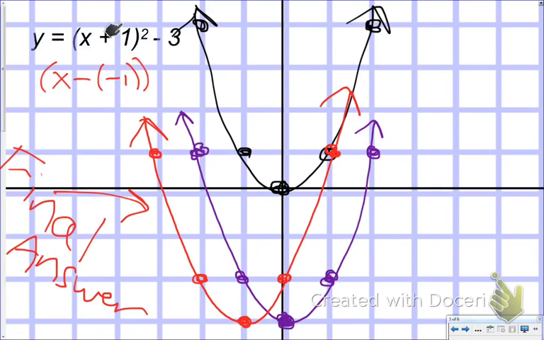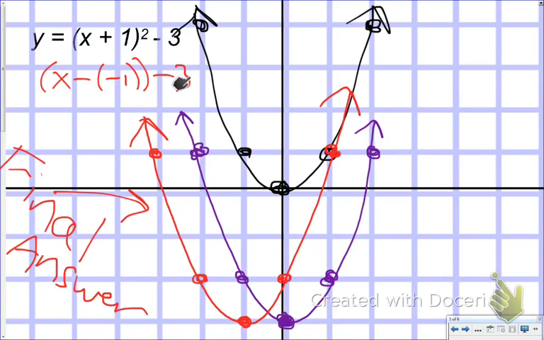Can you guys see how you might get negative 1, negative 3 from this form up here? Where do you see the 1? Here's the negative 1, and then the negative 3 comes from the outside. So the negative 1 comes from here, and the negative 3 comes from right here. That's why this is called vertex form, because it tells you where the vertex is located. So here was the vertex, shifted down 3 and to the left 1. So now it's at negative 1, negative 3, which comes from right here.